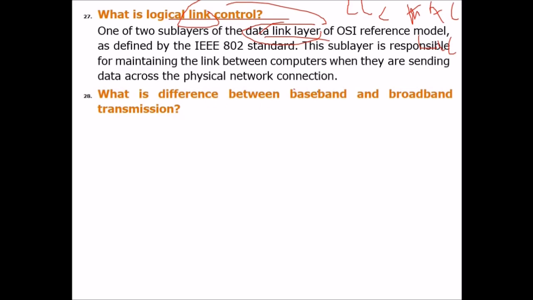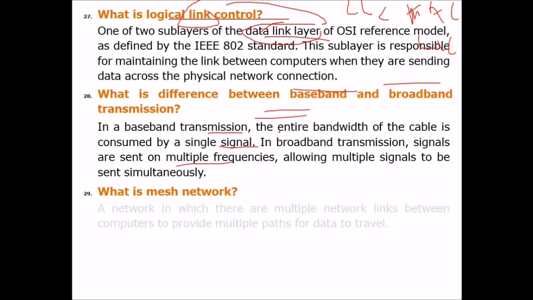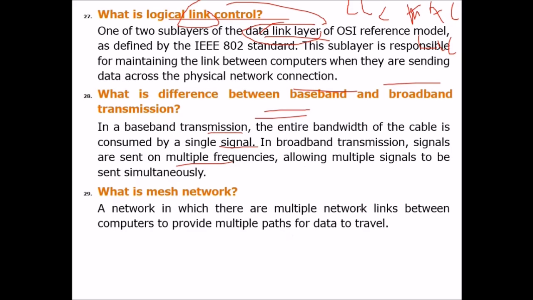What is the difference between baseband and broadband transmission? In baseband transmission, the entire bandwidth of the cable is consumed by a single signal. But in broadband transmission, signals are sent on multiple frequencies, allowing multiple signals to be sent on a single channel. What is a mesh network? A network in which there are multiple network links between computers to provide multiple paths for the data to travel. This is a mesh network.